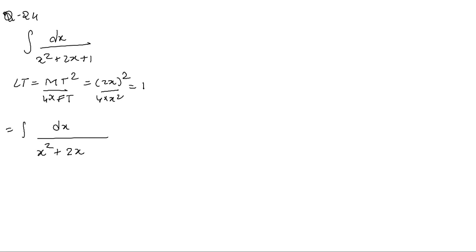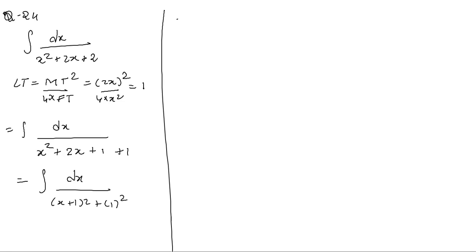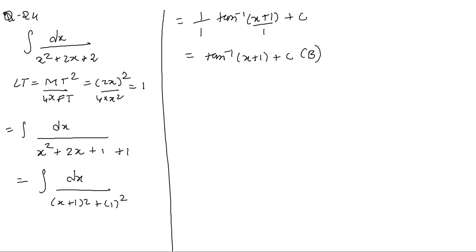This is given actually 2. This is not 1, but given 2. So I will split this 2 as 1 plus 1, and I will write this as x plus 1 whole square plus 1 whole square, which is of the form 1 by x square plus a square, whose answer is 1 by a tan inverse x by a plus c. So it is tan inverse x plus 1 plus c. So your option will be B.